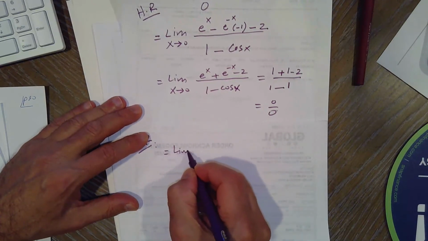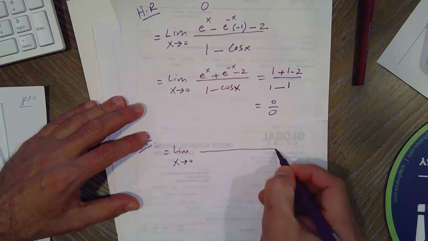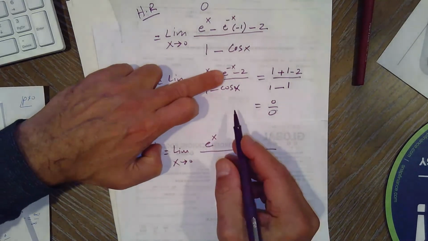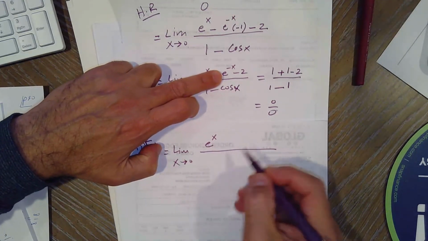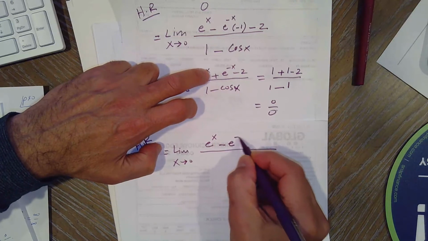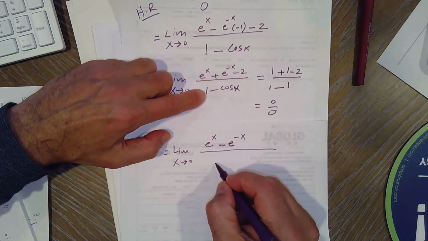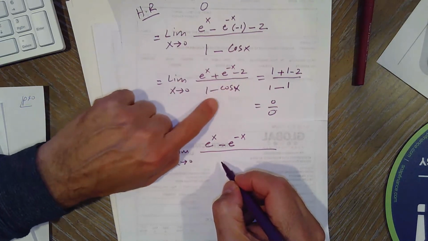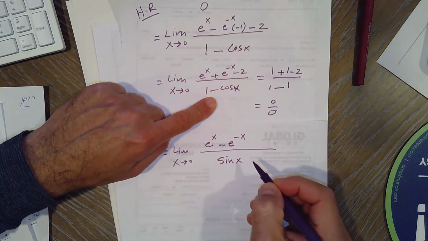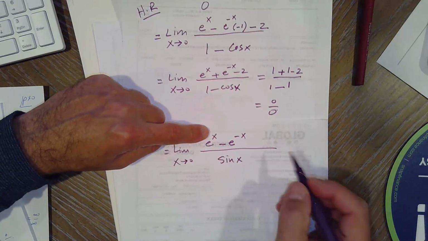So the limit as x goes to 0, derivative of e to the x is e to the x. Derivative of e to the negative x is e to the negative x times negative 1. That's why I have a negative here. Derivative of 2 is 0. Derivative of 1 is 0. Derivative of cosine is negative sine, and the negative times negative is sine x. Again, do it one more time.